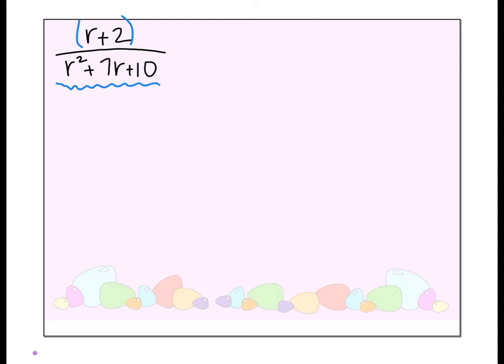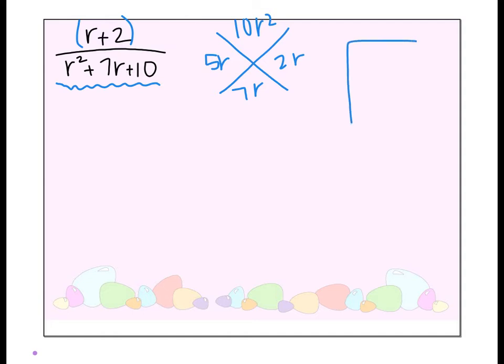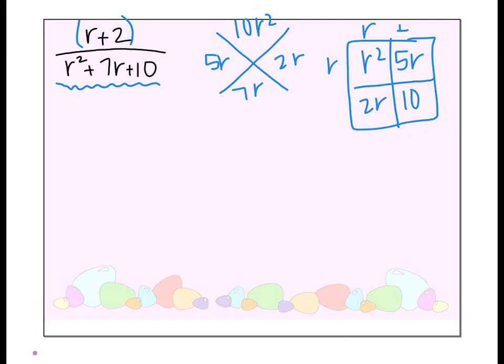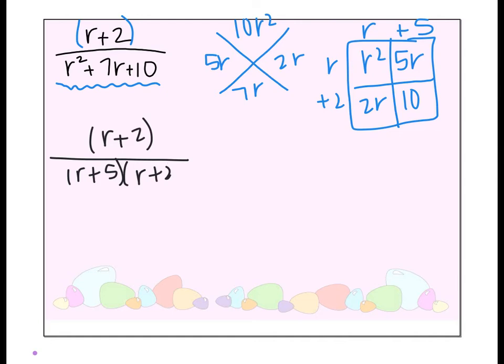No GCF, but that is a trinomial, so I do need to use diamond and box. So that'll be 5r and 2r. Set up my box. I have r squared, 10, 5r, and 2r. R squared is r times r, which multiply r by 5 and r by 2. So let's rewrite this. Top part stayed r plus 2. Bottom is now r plus 5 and r plus 2.